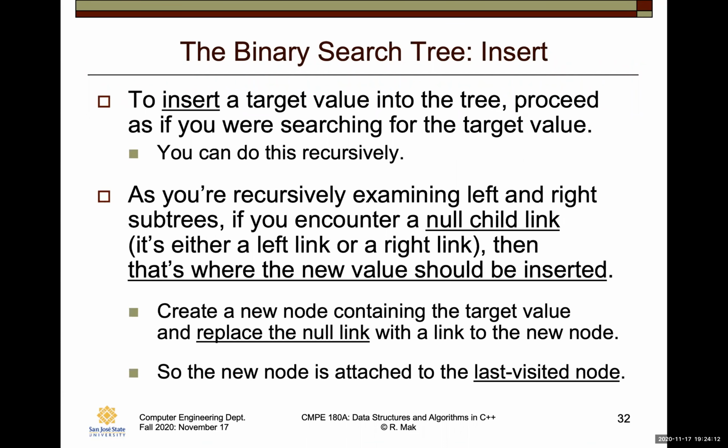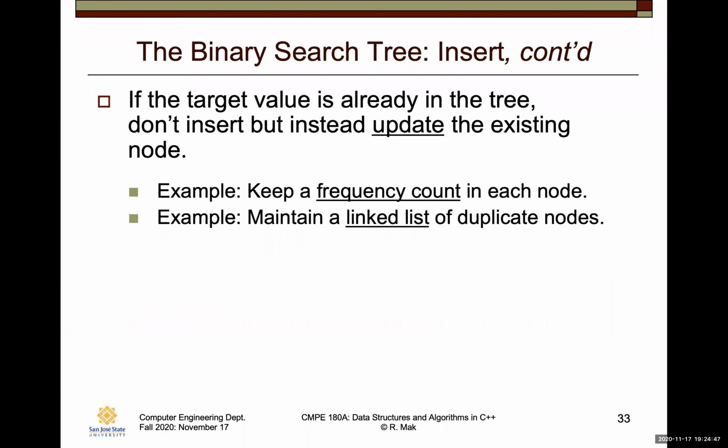So the new node then has to be attached to the last node that you visited as you were doing that search. Because you were at a node, and then from that node you either tried to go left or right, but you encountered a null link, and so you're going to replace that null link with a link to the new node, the one that you're inserting. And so the new node becomes a child of the last node that you visited in the tree.